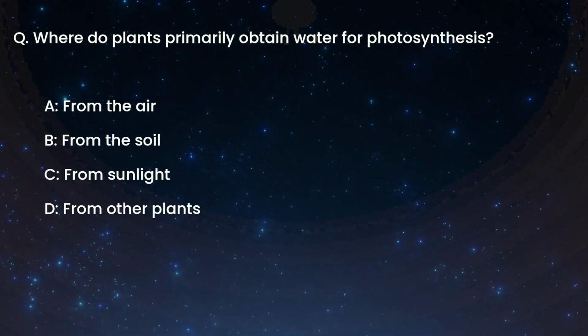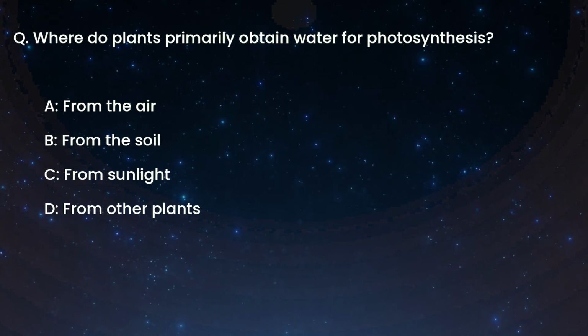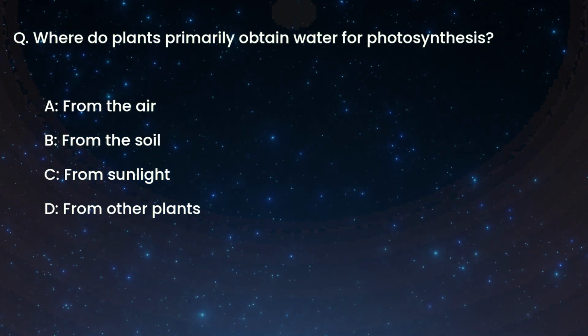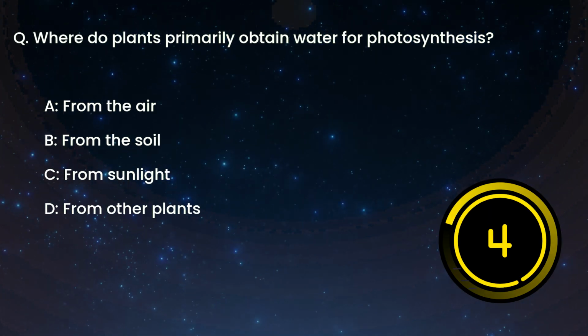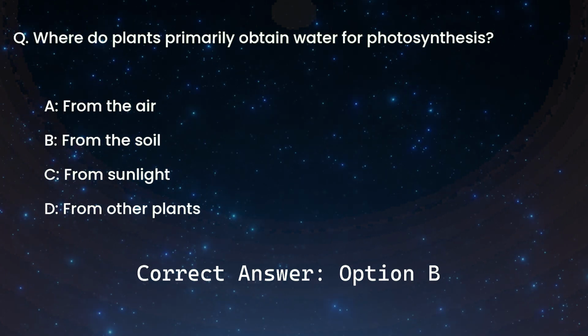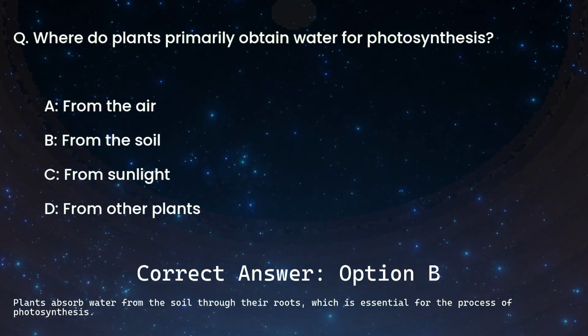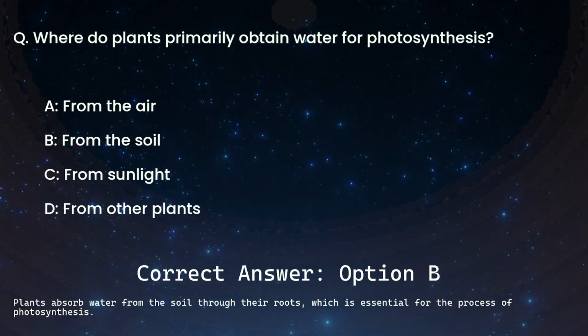Option A. From the air. Option B. From the soil. Option C. From sunlight. Option D. From other plants. You have 5 seconds to answer the question. The correct answer is option B, which is from the soil. Plants absorb water from the soil through their roots, which is essential for the process of photosynthesis.